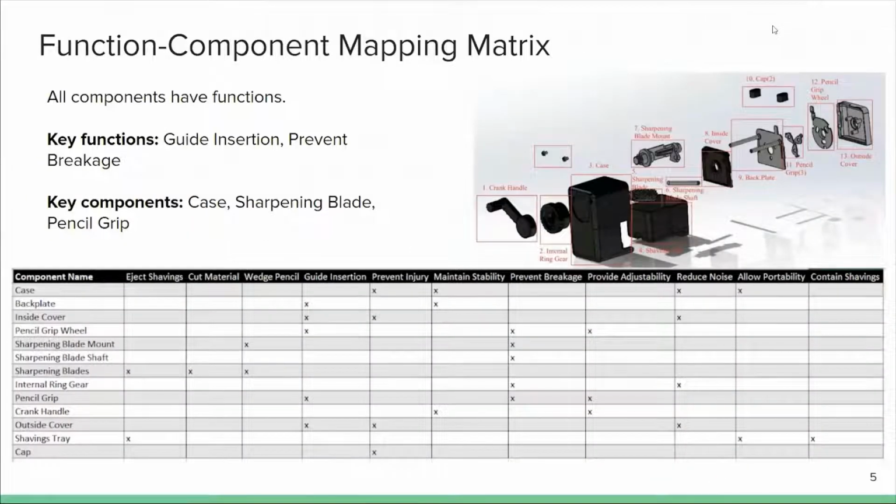The function component mapping matrix shows that all the components in our mechanical pencil sharpener have functions. Some key functions include guiding insertion and preventing breakage. Some key components that serve multiple functions include the case, sharpening blade, and pencil grip.